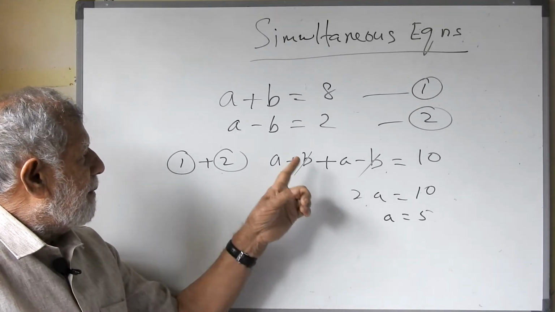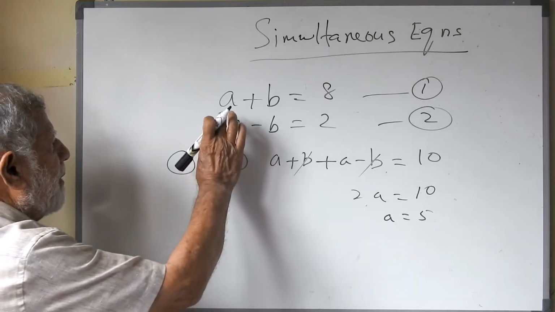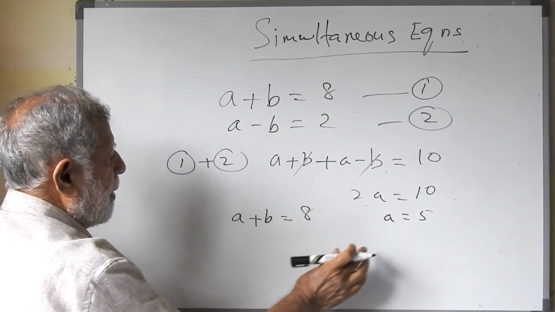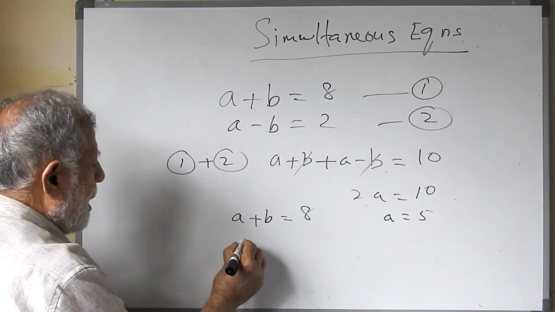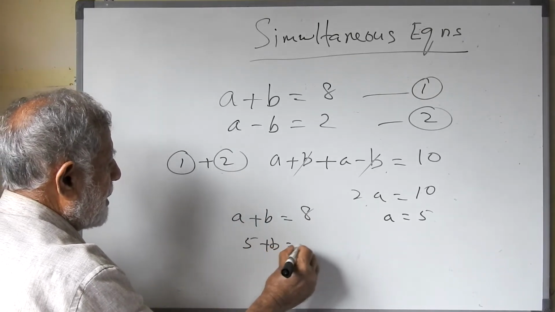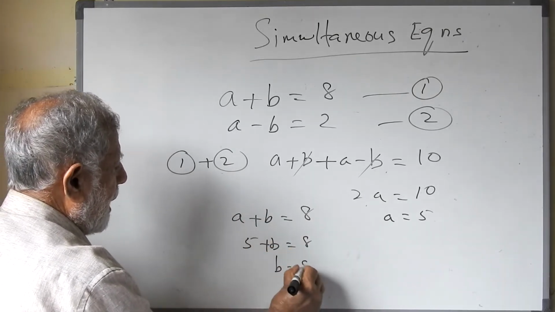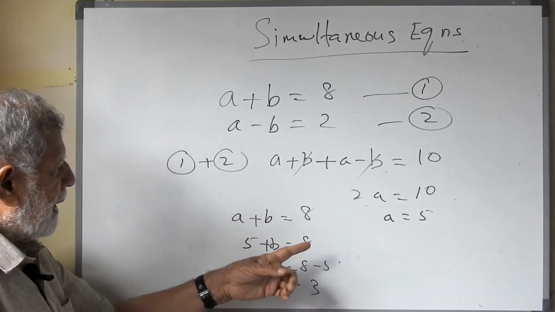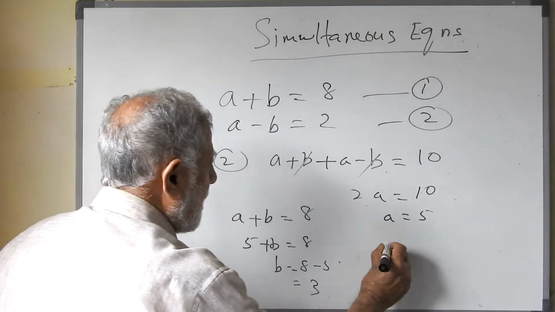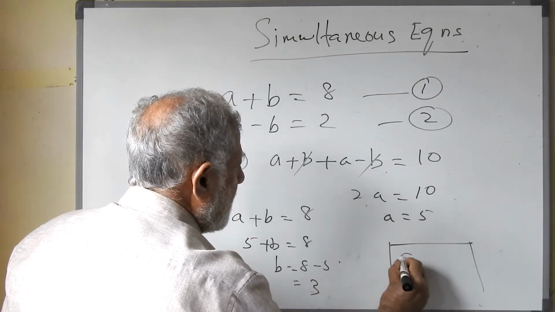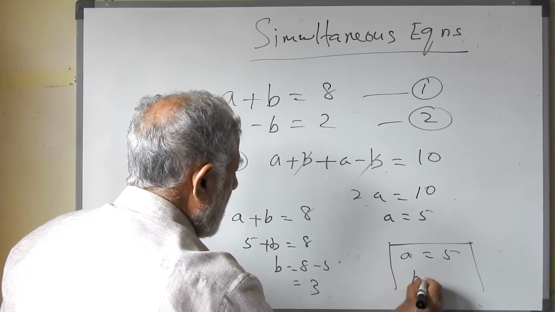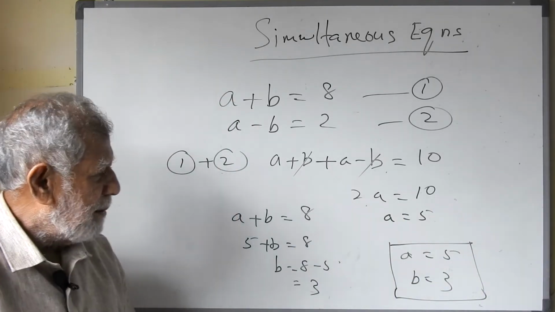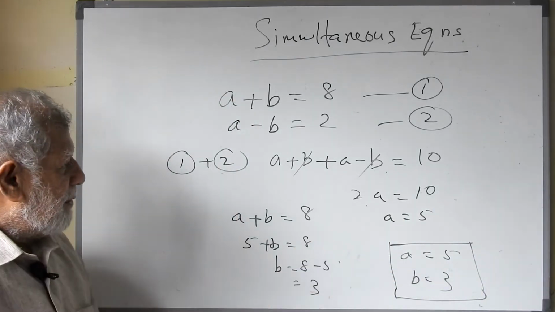Now how to find the value of B? What we do is we write down any one equation. We write it like this: A plus B equals 8. Now A is equal to 5. Now we substitute. So 5 plus B equals 8. B is equal to 8 minus 5, that is equal to 3. So we found the value of A, found the value of B. So we can box it and write the answer like this. A is equal to 5, B is equal to 3. So this is how you must write the answer, so the examiner immediately gets the answer and will mark it right.